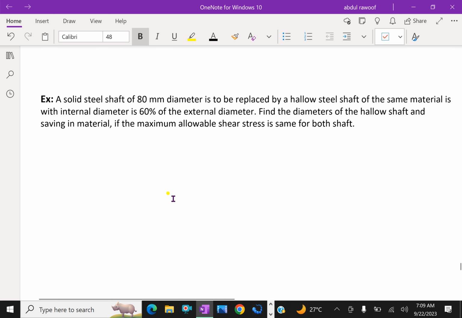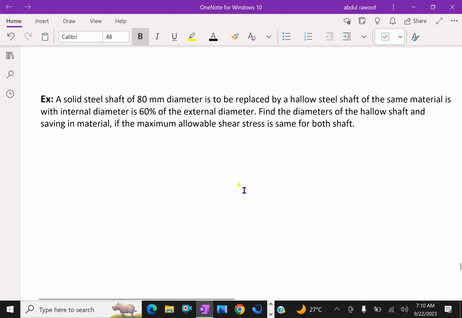Look at this example. A solid steel shaft of 80 mm diameter is to be replaced by a hollow steel shaft of the same material, with internal diameter 60% of the external diameter. Find the diameters of the hollow shaft and the saving in material, if the maximum allowable shear stress is the same for both shafts. Here the solid shaft is replaced by a hollow shaft of the same material, and you have to find the internal and external diameters of the hollow shaft.